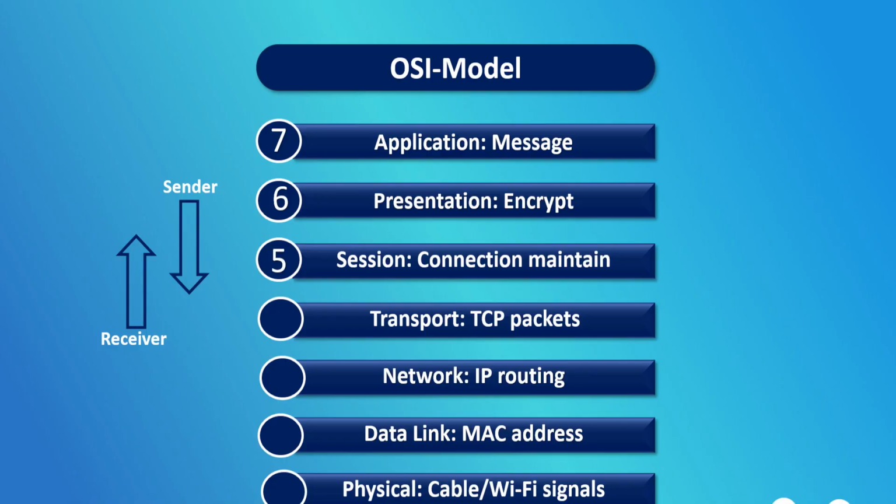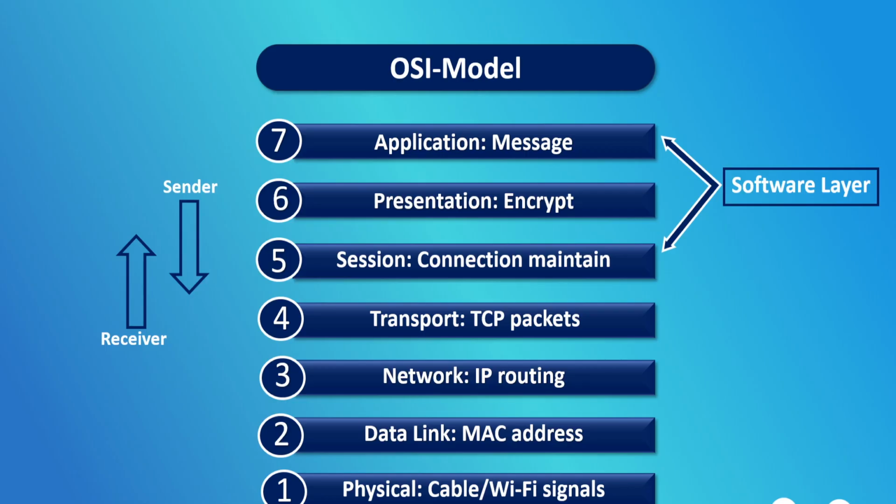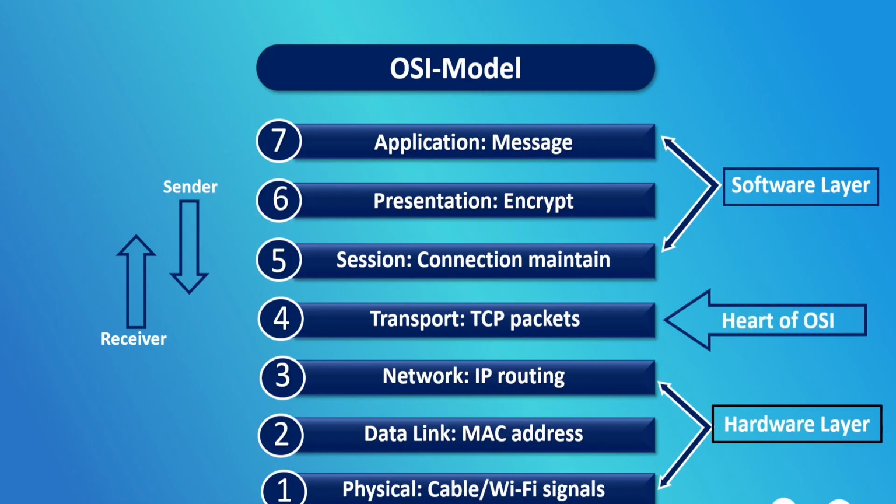Layer 5 is the session layer, which maintains the connection between the sender and receiver. TCP is also at layer 4. Then we have the network layer, then the data link layer, then the physical layer. The top three layers people call the software layers, the bottom layers people call the hardware layers, and the middle layer people call the heart of the OSI model.